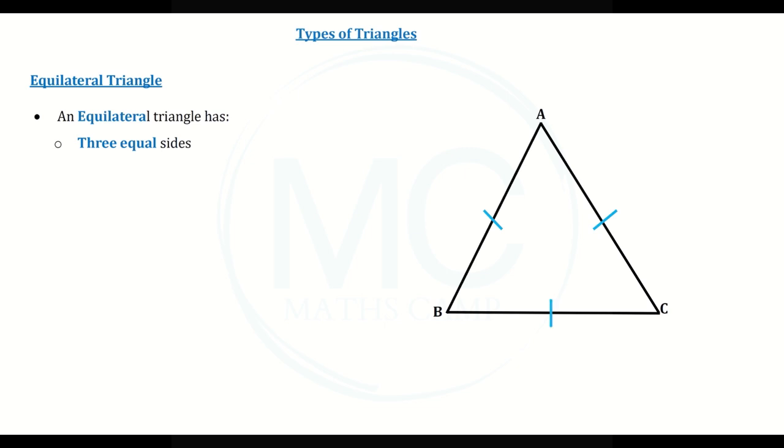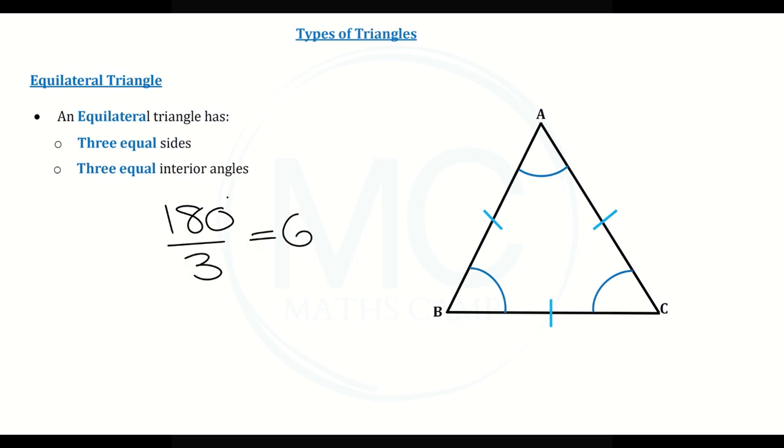An equilateral triangle also has three equal interior angles. So angle A is equal to angle B, which is equal to angle C. We know that the sum of the interior angles of a triangle is 180 degrees. And if all three interior angles are equal, then 180 degrees divided by 3 gives us 60 degrees. This means that every angle inside an equilateral triangle is 60 degrees. So we can fill these in to our diagram over here.